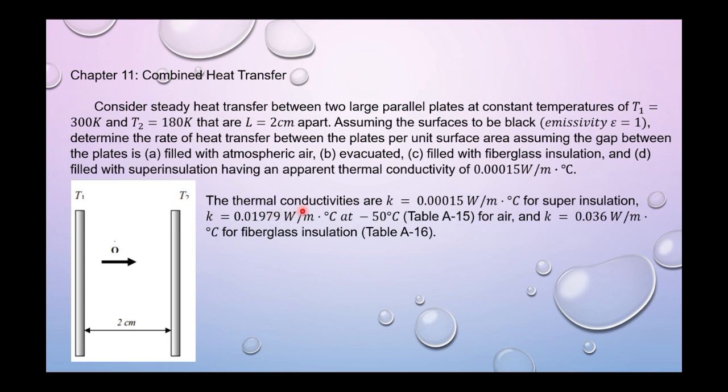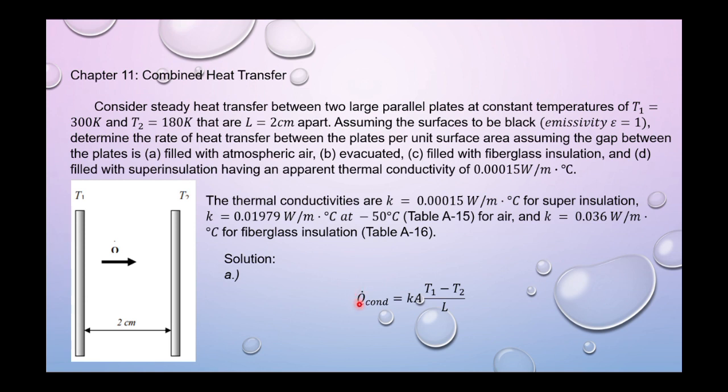Since the thermal conductivities are k = 0.0015 watts per meter degree Celsius for super insulation, k = 0.01979 watts per meter degree Celsius at negative 50 degrees Celsius for air, which is defined in Table A15 in thermodynamics, and k = 0.036 watts per meter degree Celsius for fiberglass insulation, which is defined in Table A16 in thermodynamics. So, first, we need to find the heat conduction.